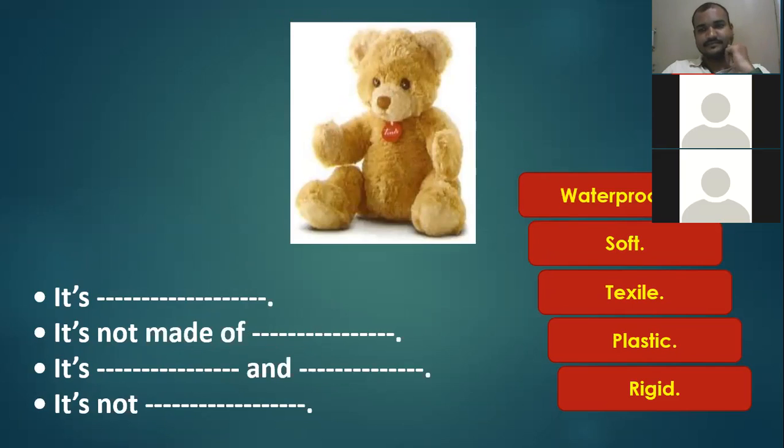It is not waterproof. It is soft. It's not made of plastic. It is not waterproof. It is not made of plastic. It is soft and textile. It is not rigid. Where is the rigid? So there are only two nots, two negative words. It's not made of plastic. I have put the not word here in the question. Right.